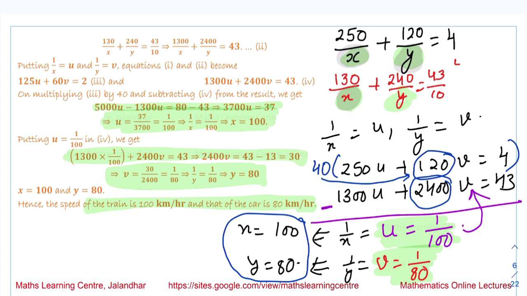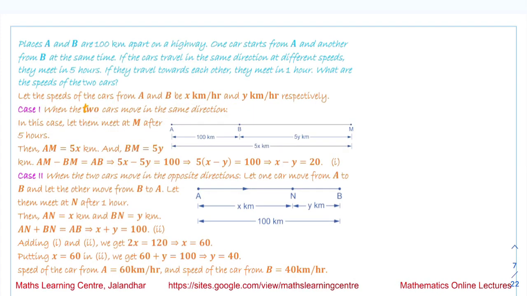Next, places A and B are 100 km apart. We are saying these are the two places A and B, and these are 100 km apart on a highway.